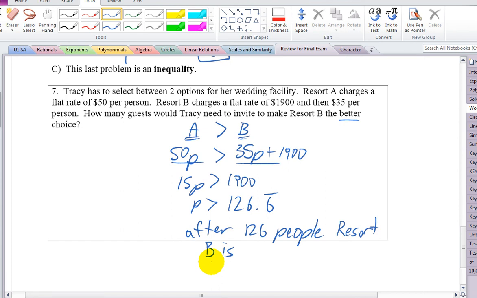And what can we say about 127 in comparison to 126? That's the thing with these word problems. You can say the sentence several different ways. You can say 127 or more. That's perfectly fine. Or you can say after 126. Both are implying the exact same thing. But what would be wrong if you said 126 or more? Because that includes 126 as a valid answer, and it's not. So after 126 people, Resort B is the better deal.